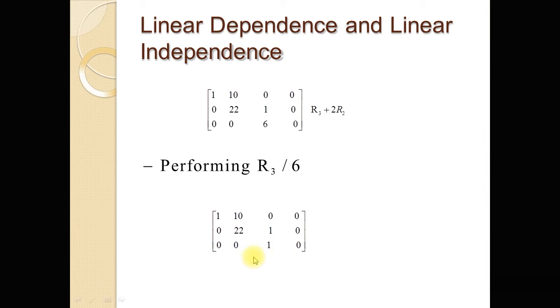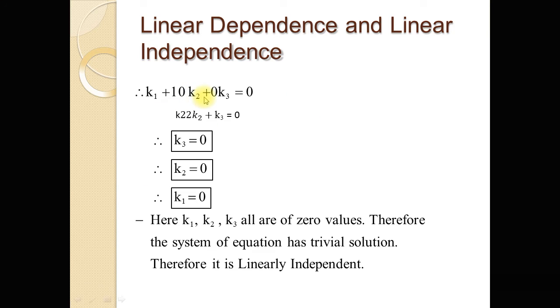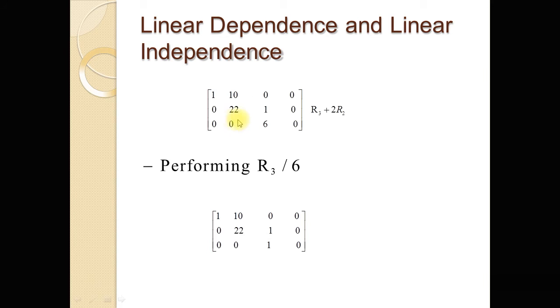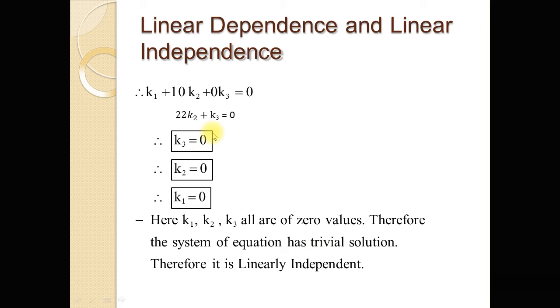Now in this echelon form, if we write the system in equation form again, we obtain k1 plus 10k2 plus 0k3 is equal to 0, and 22k2 plus k3 is equal to 0. In the last equation, k3 is equal to 0. So k3 equal to 0 means k2 is equal to 0, and k2 equal to 0 and k3 equal to 0 means k1 is 0.